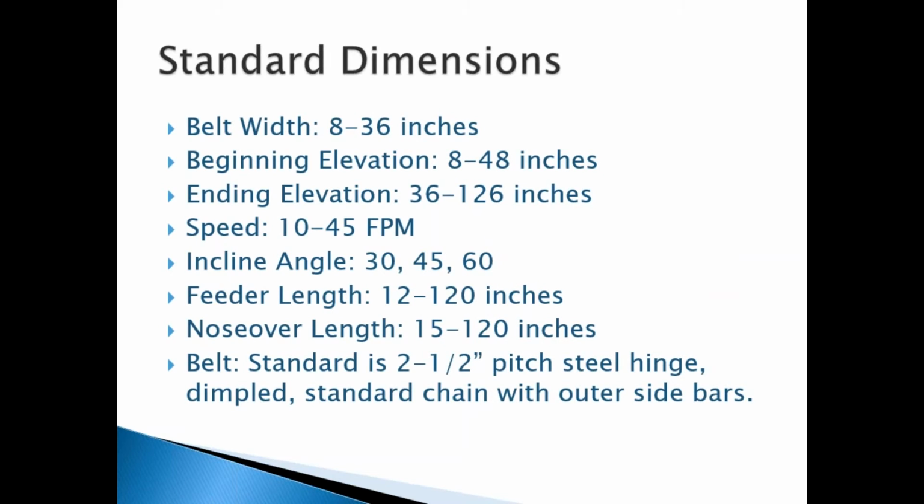Standard dimensions for these are 8 to 36 inch belt width. Beginning elevation is 8 to 48. Ending is 36 to 126. Speed 10 to 45. Incline angle 30, 45, and 60. Feeder length 12 to 120. Nose over is 15 to 120.